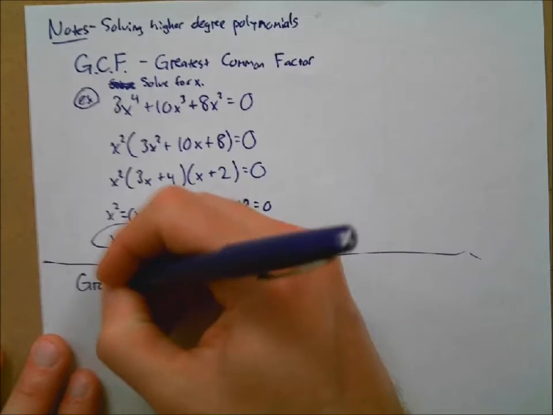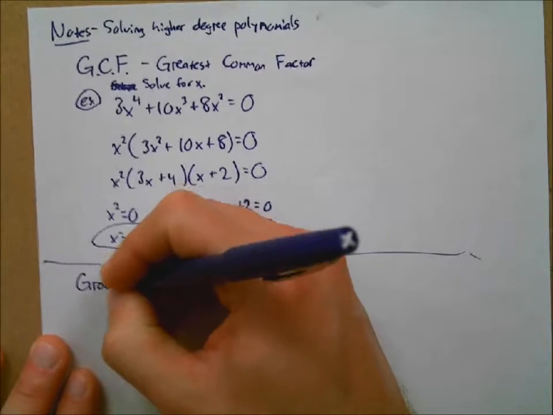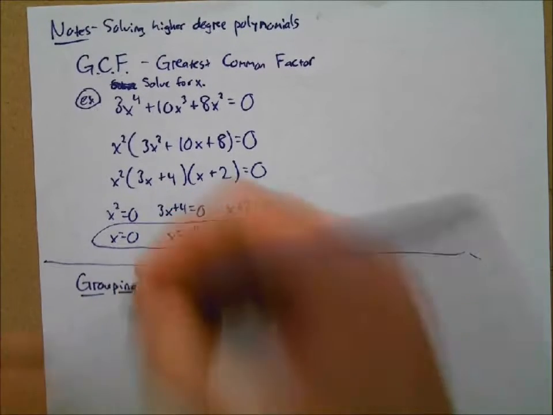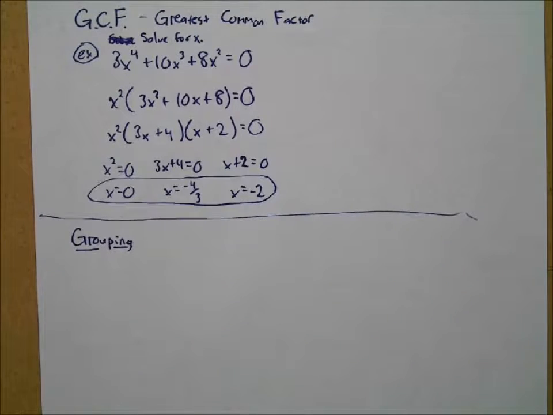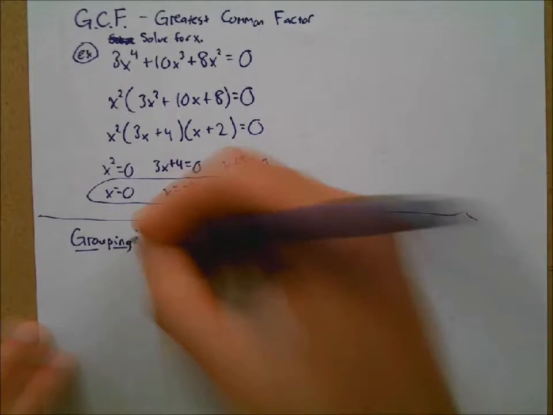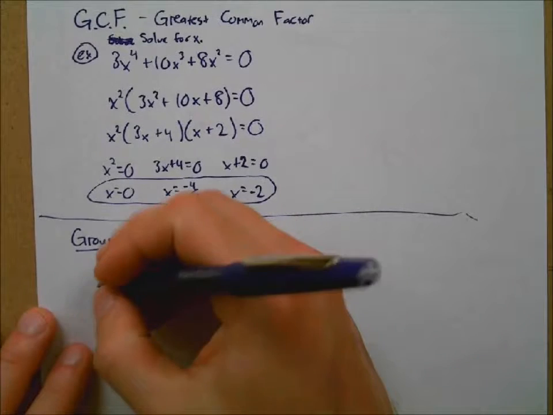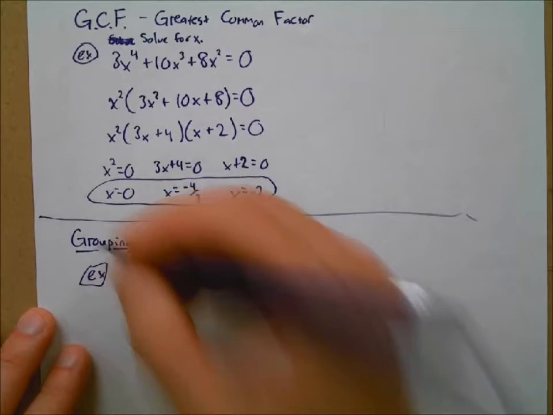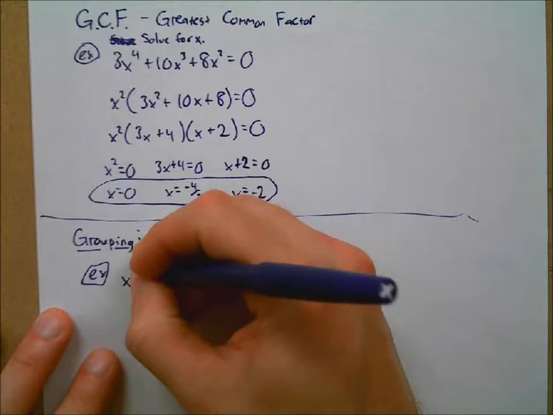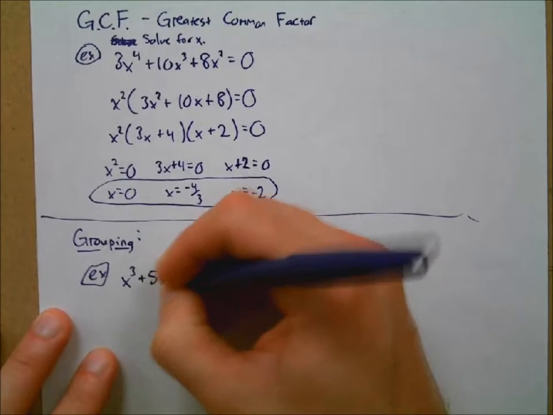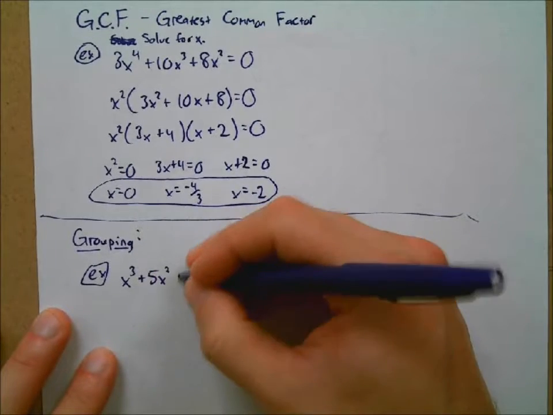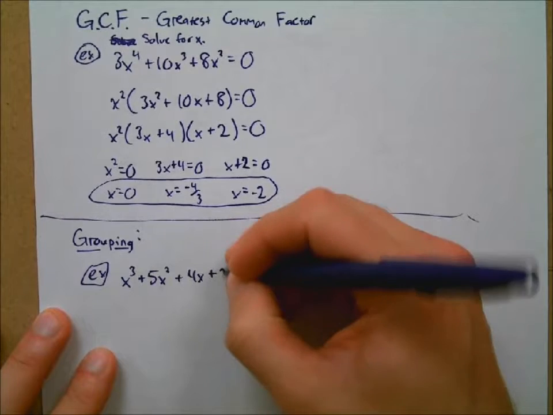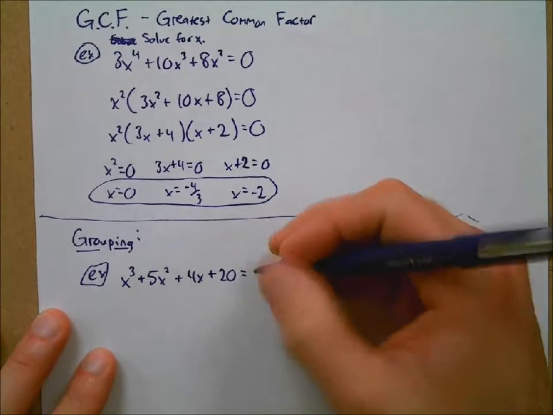Another tool, factoring by grouping. Okay, and we saw this a little bit yesterday already. So let's do another one. Here, let's say x to the third plus 5x squared plus 4x plus 20 equals 0.